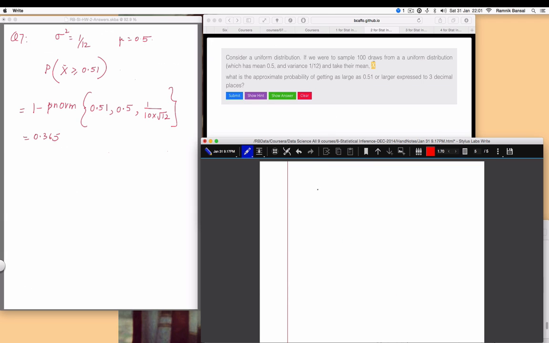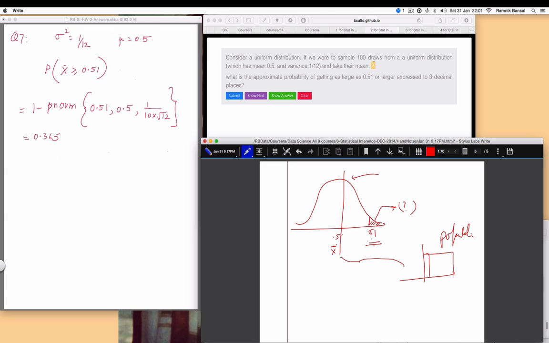So now what are we interested in? We're interested in a curve like this, where we ask what's the approximate probability of getting as large as 0.51. This is 0.5, and this is 0.51. We are interested in this area. But know that this 0.51 is for the sample mean. This is a normal distribution, not a uniform distribution. We had a uniform distribution which was the population. This is for the sample means.